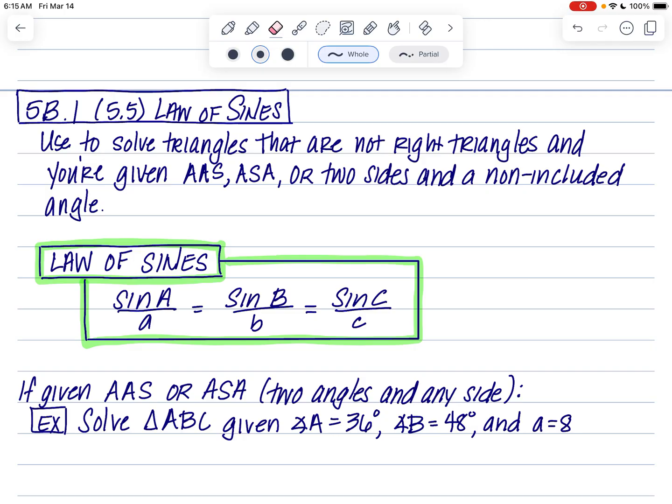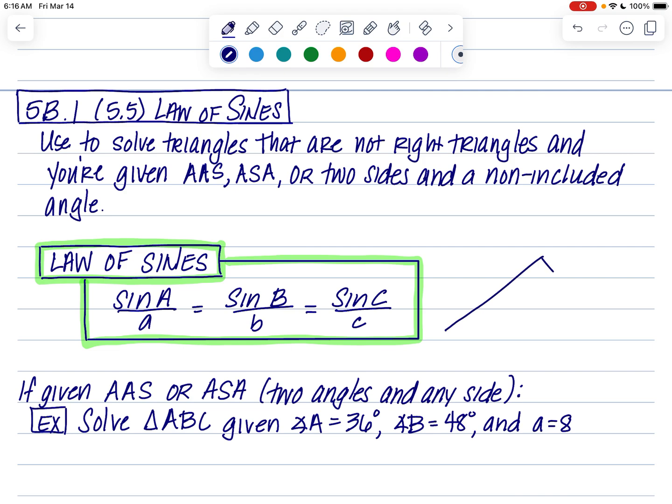right when you're given angle, angle, side, angle. So any two angles of a triangle and an additional side, or two sides and a non-included angle. Okay, so the law of sines, like I said, is an extended proportion, and the ratio of the sine of angle A to side A is equivalent to the ratio of the sine of angle B to side length B, which is equivalent to the sine of angle C divided by the side length of C.